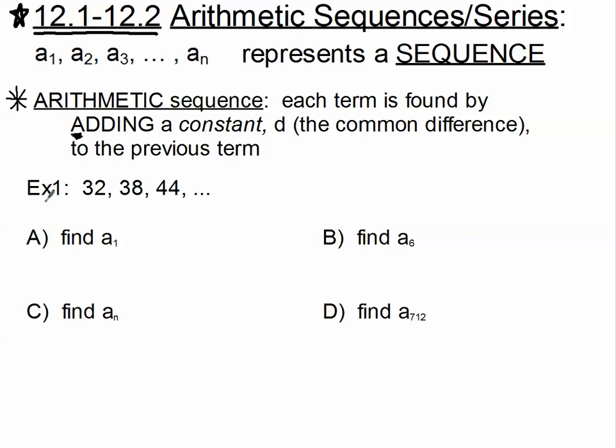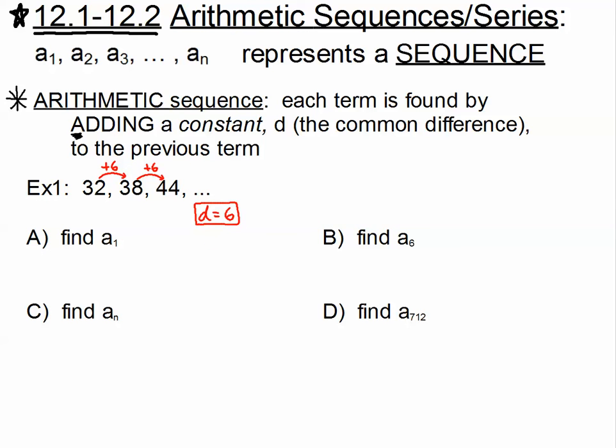So in our first example, we have 32, then 38, then 44, and you can see that we are in an arithmetic sequence where we are adding 6. And since we continue to add 6 to get from term to term, d must be equal to 6. And that's good to know. It's always helpful to go and find what the common difference is, the d.